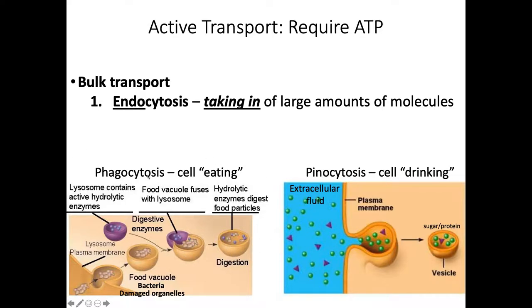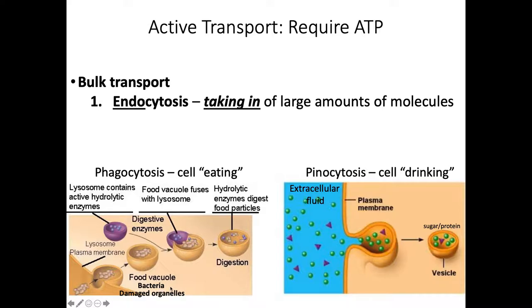One is called phagocytosis, and then this just basically means cell eating. And then this happens when you have a food vacuole. So for example, if you have an amoeba, which is a protozoa, it'll take in food from the outside, engulf that food, undergo phagocytosis, package it in a vacuole, okay, and then digest it.